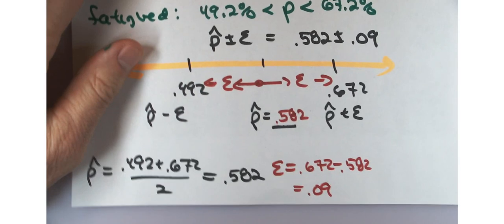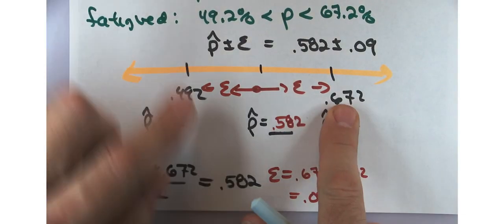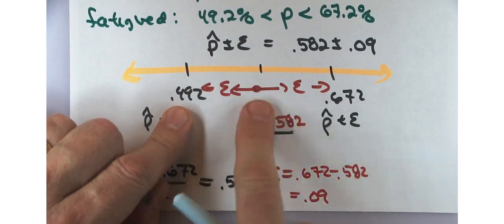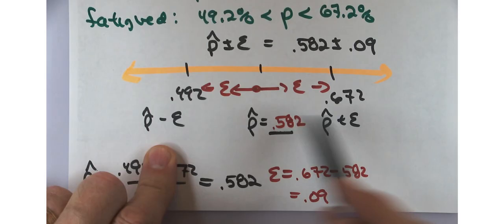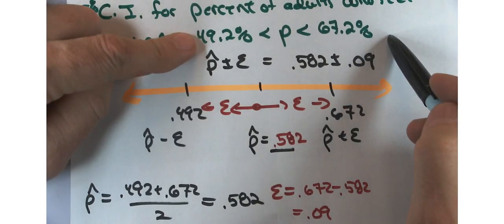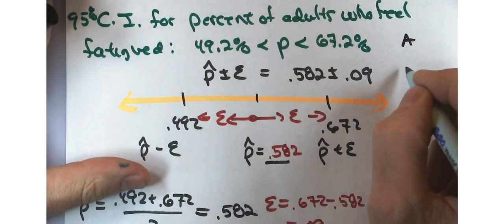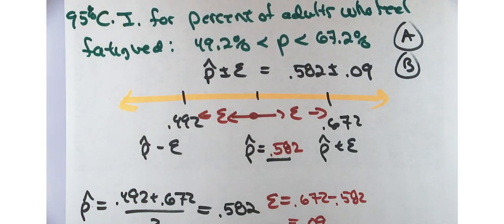Okay, and then you said the other option would be 0.672 minus 0.492 divided by 2. Yep. If you have those two numbers, if you subtract them and divide by 2, you'll get E, just like we did by subtracting the middle number. And we're finding the confidence interval, right? We're just changing forms of the confidence interval. Here you've got p hat minus E, p hat plus E. That's your confidence interval. You could also write it like this. So there's A and B, 2 different ways to write your confidence interval. It's just a matter of which one is being asked for.